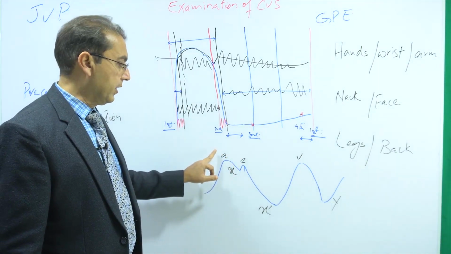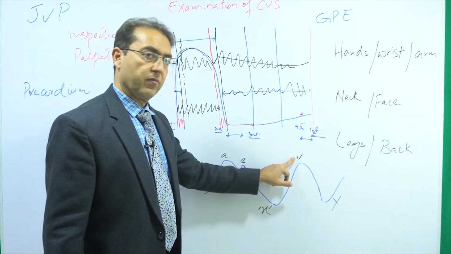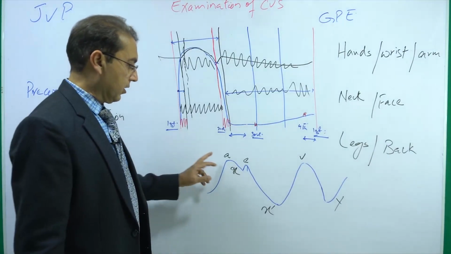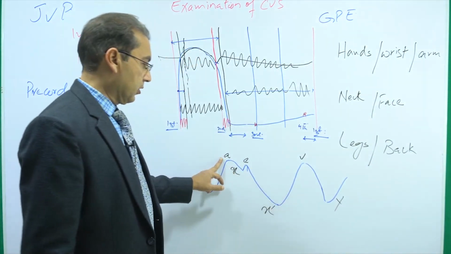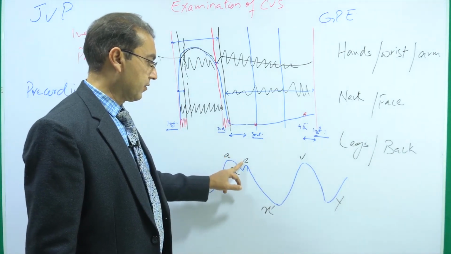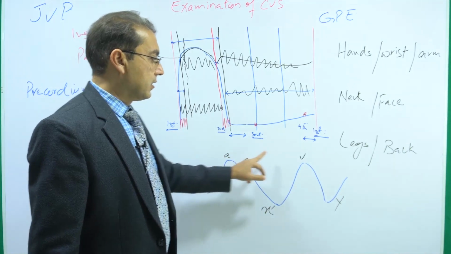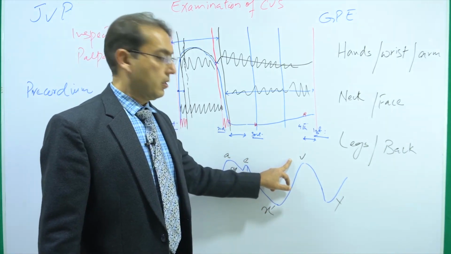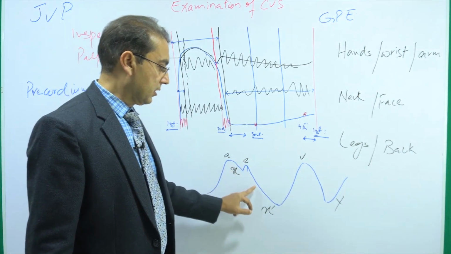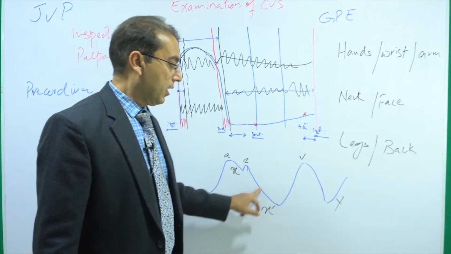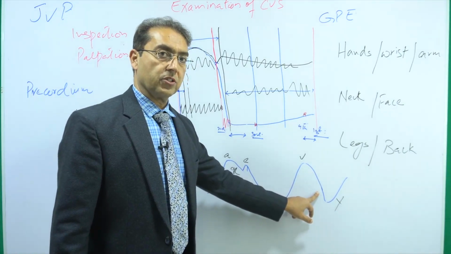So what you can see normally is an A wave and a V wave. We see three positive waves and three negative waves. This is because of the atrial contraction, this is because of the ventricular contraction, and this is because of the venous return coming into the right atrium. This is because of the atrial relaxation, this is because of the ventricular contraction, and this is because of the ventricular relaxation.